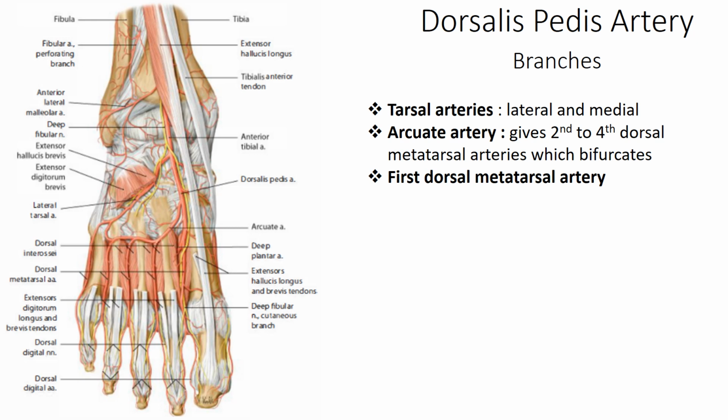And the branches of dorsalis pedis artery: there are two sets of tarsal arteries which arise at the level of the navicular. The lateral tarsal artery passes beneath the tendon of the extensor digitorum brevis and supplies it, and then contributes around the anastomosis with the arcuate artery and the anastomosis around the lateral malleolus. And the medial tarsal artery passes beneath the tendon of extensor hallucis longus and that of the tibialis anterior, and contributes in the anastomosis around the medial malleolus.